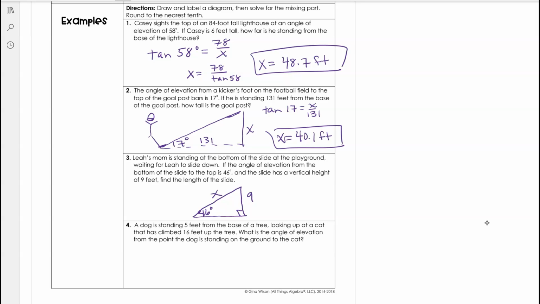We are now dealing with a sine situation. So sine of 46 is equal to 9 over x. When you cross multiply and solve, you get x is equal to 9 divided by sine of 46, or x is equal to 12.5 feet.